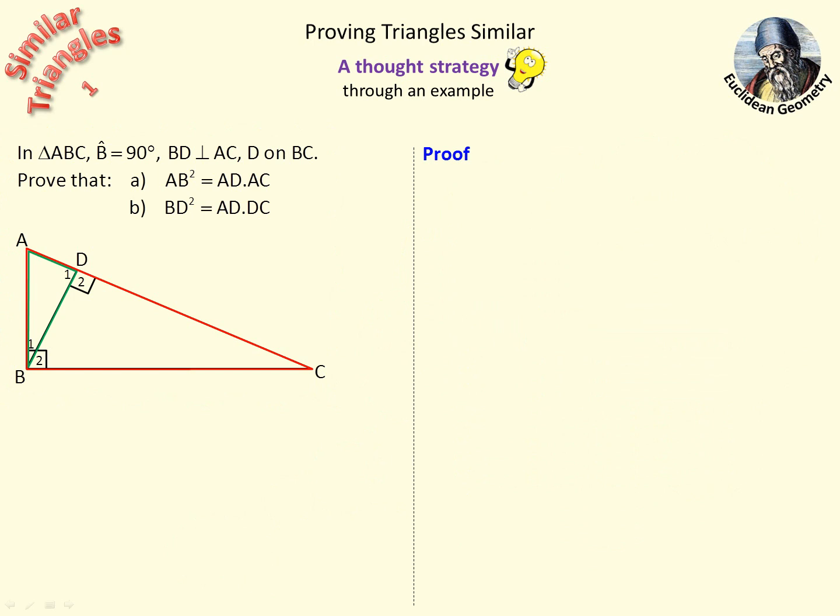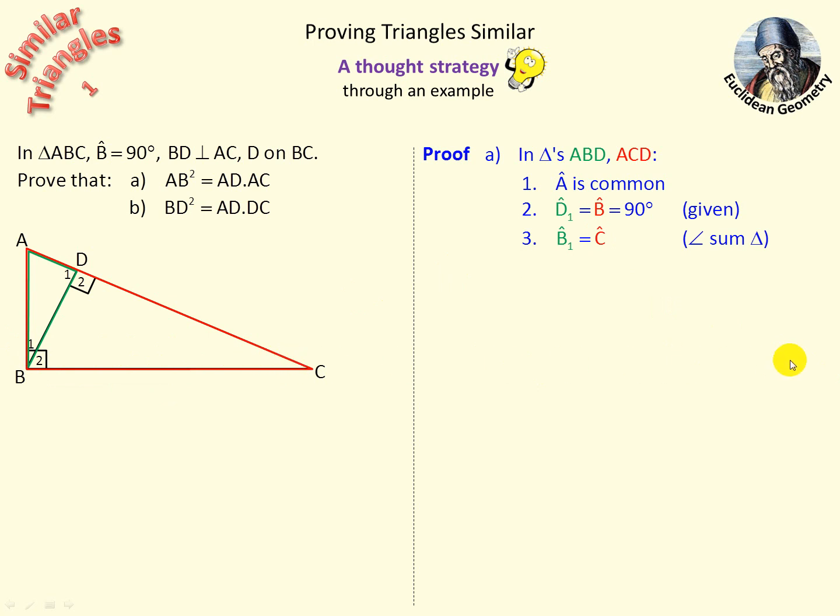So let's do the proof. We already know we're doing the green and the red triangles. 1, A is common. 2, D1 equals B equals 90 degrees. Notice when I say B, I mean the whole of angle B. And then the final angle B1 in the green is equal to the final one in the red, C. And therefore, triangle ABD equals triangle ACB, angle, angle, angle.